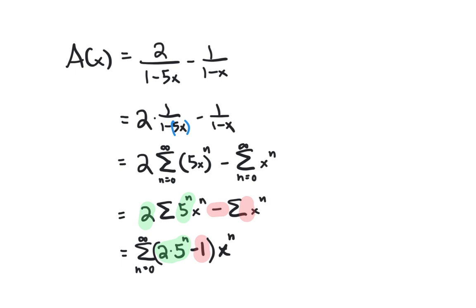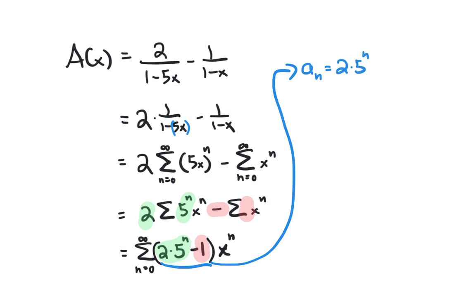So what did I just do? I wrote my generating function, a of x, in terms of some coefficient times x to the n, with the appropriate indices. So this here is my coefficient. This is my formula for an. An is 2 times 5 to the n minus 1.